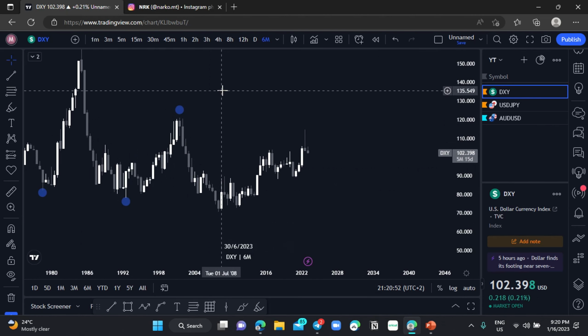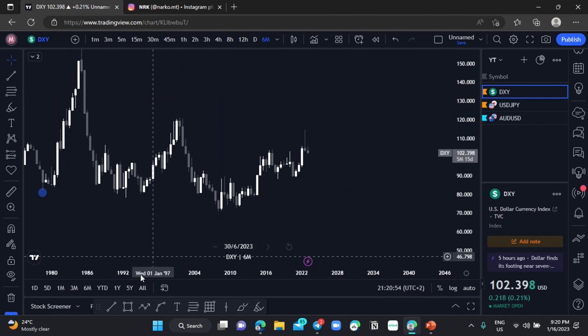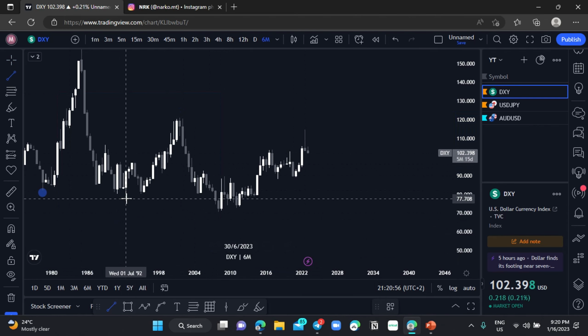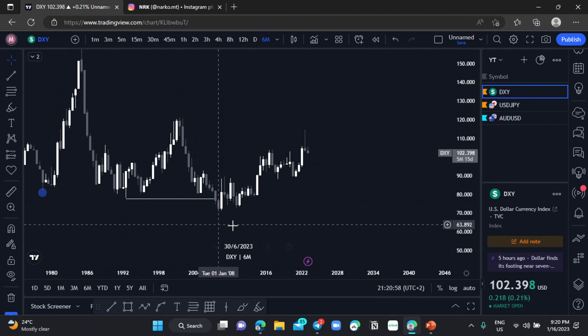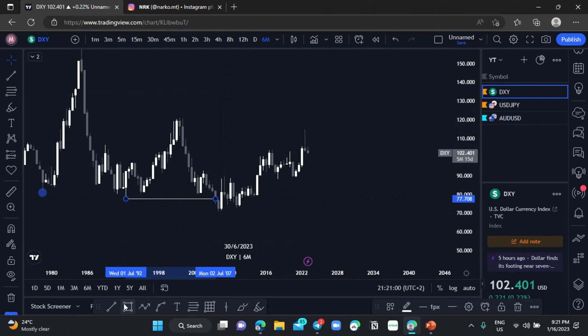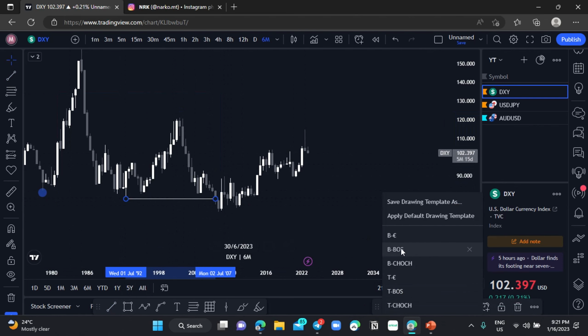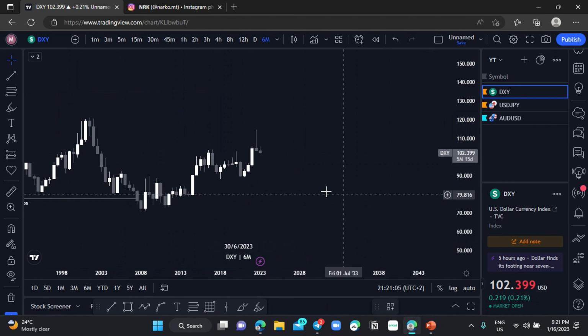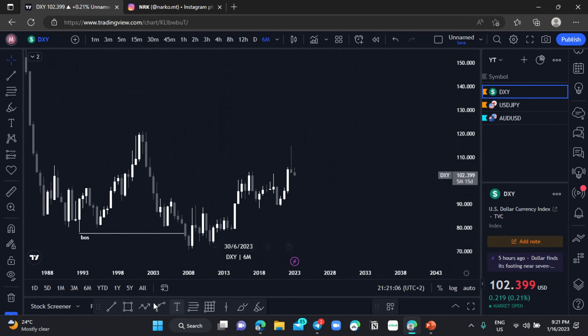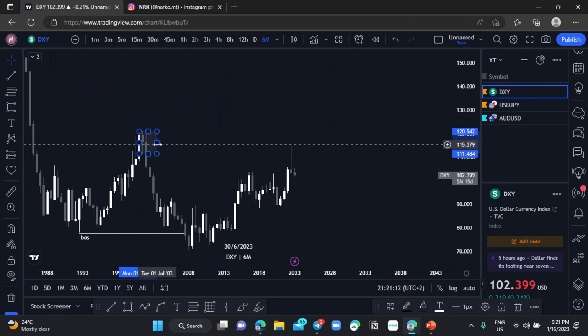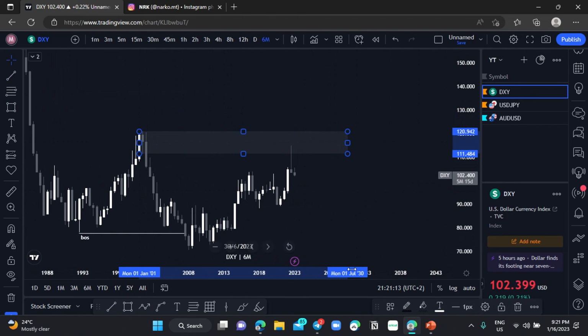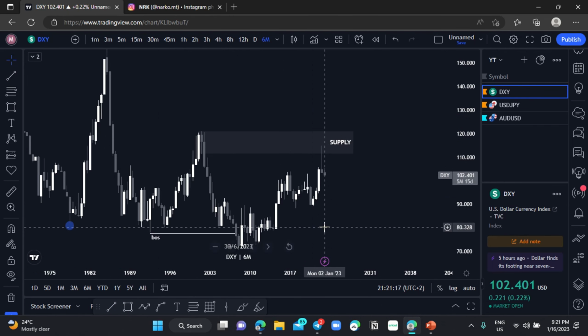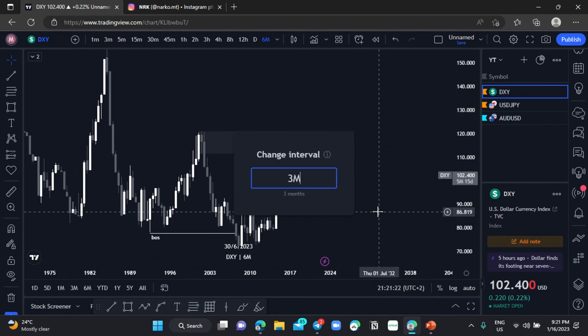Let me just remove this now, and as you can see here, we have this beautiful break of structure and this grab of liquidity here. This bottom break of structure, and we have this supply area here that price has tapped into. But then, now let's scale into the 3 months time frame.